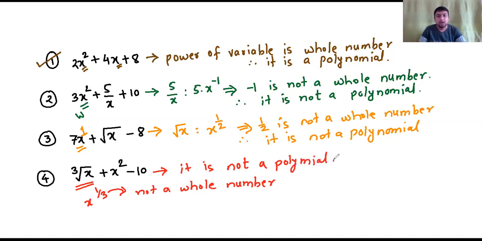Is it right? So I hope with this it is clear how to identify whether the given algebraic expression is a polynomial or not. Simply check what is the power of variable in each term. It should be a whole number, right? So thank you.